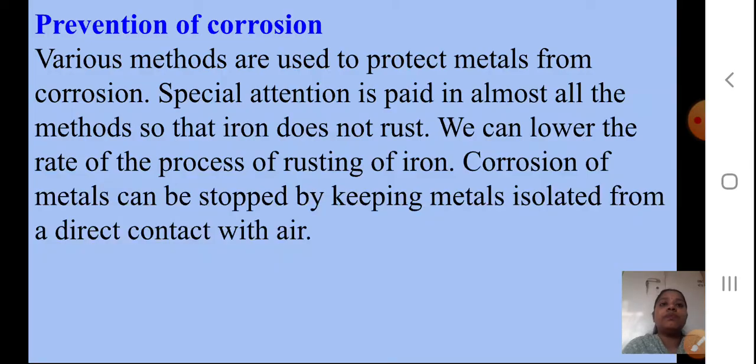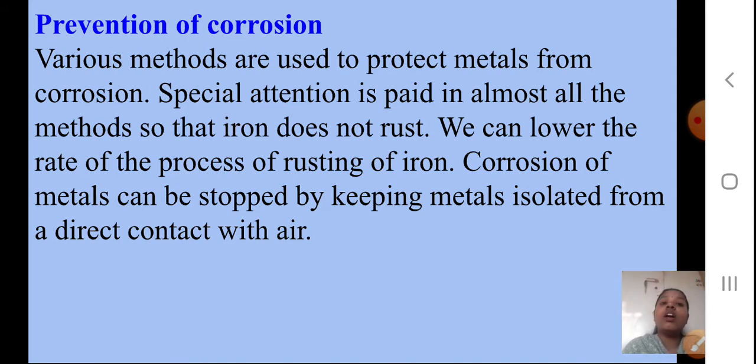Now, prevention of corrosion. How can you prevent it? Various methods are used to protect metals from corrosion. Special attention is paid in almost all the methods so that iron does not rust. We can lower the rate of the process of rusting of iron. You can lower it, but you can't totally stop it. You can stop it when new techniques are used.